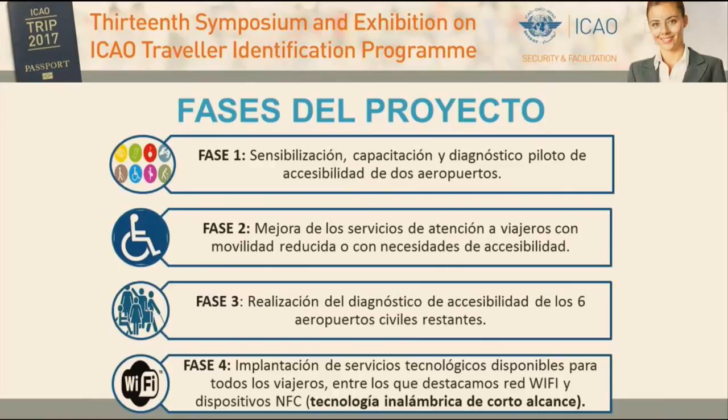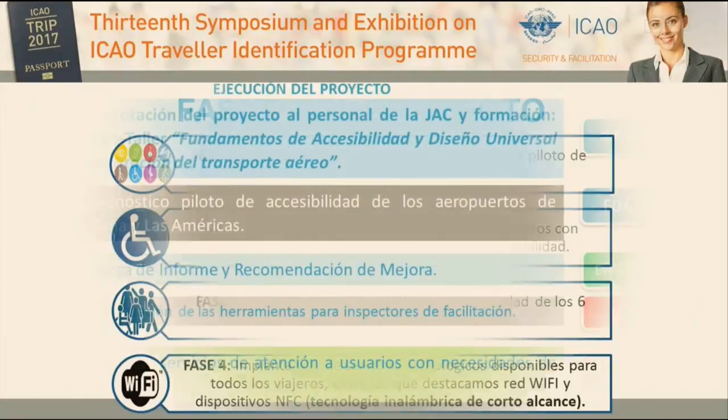And this is coming up. And we think that in the next few days we'll be able to carry out this accessibility assessment as a result of this survey that we've carried out. Then phase 4, the implementation of the available technological services for all travellers, including Wi-Fi and also the NFC, Near Field Communications, which is this short-range wireless technology.